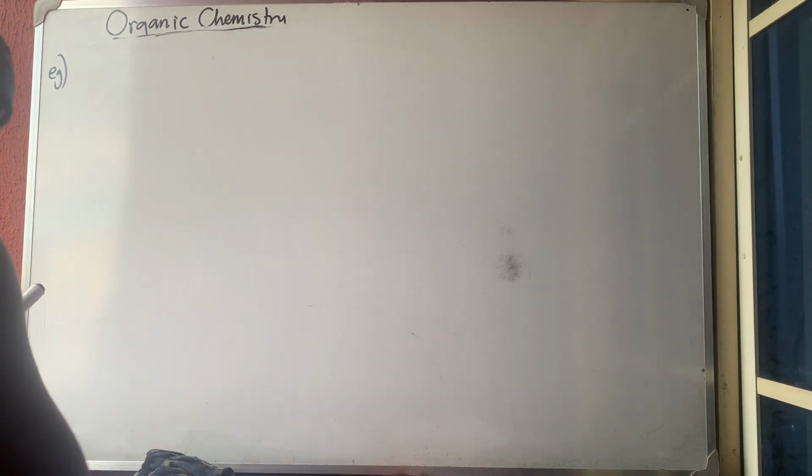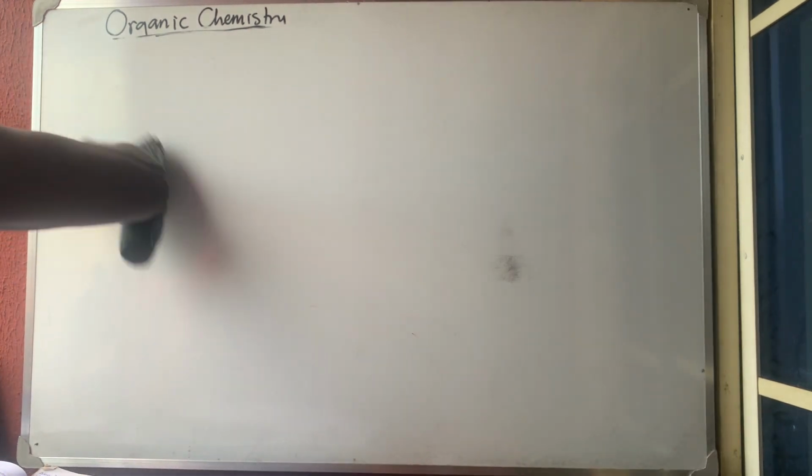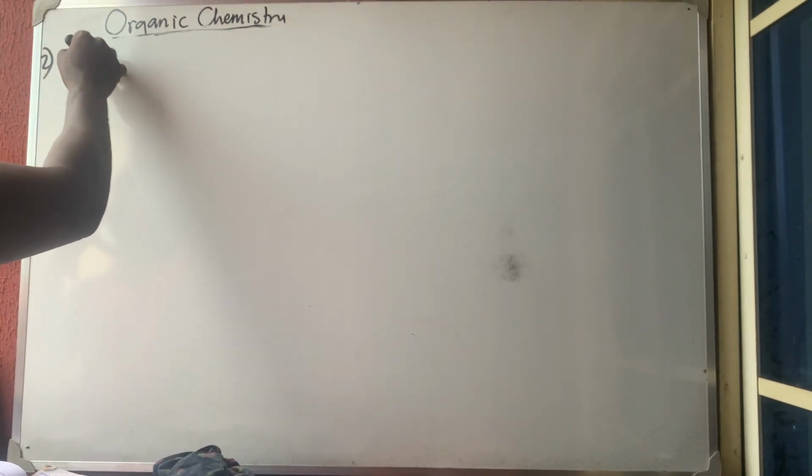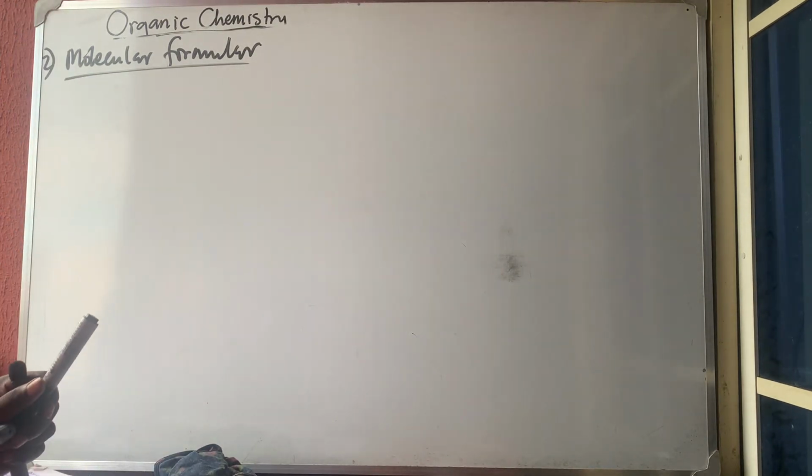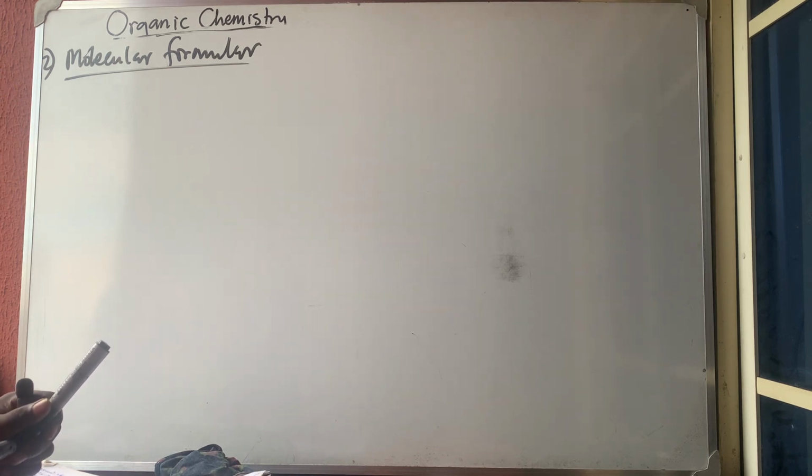All right, the next question. Let's talk about molecular formula. We have solved questions on empirical formula, so number 2 is now the molecular formula. This formula gives the chemical composition and the exact number of atoms in the molecule.